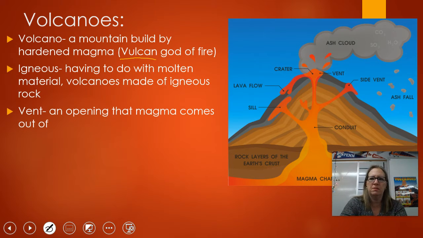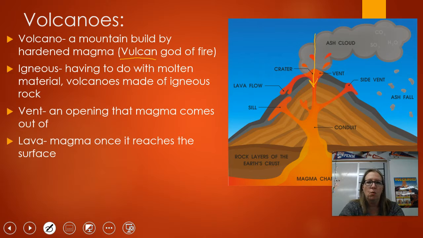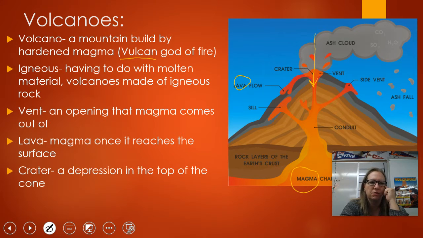Okay, so let's start talking about some of the parts. We've got the vent of the volcano, and that's the actual opening, okay? That's this right here. The hole that the magma comes out of is the vent, right? Once the magma hits the surface of the earth, it's then called lava, okay? So it's magma down here, and it's lava out here, okay? So once it exits that vent, it's called lava. It's the same stuff. It starts to cool once it comes out to the surface, but it's that same molten material.